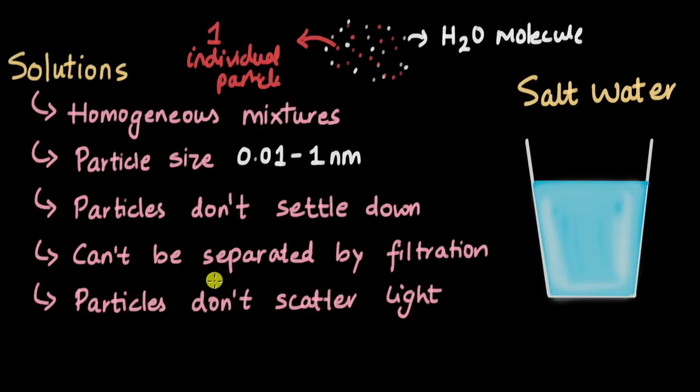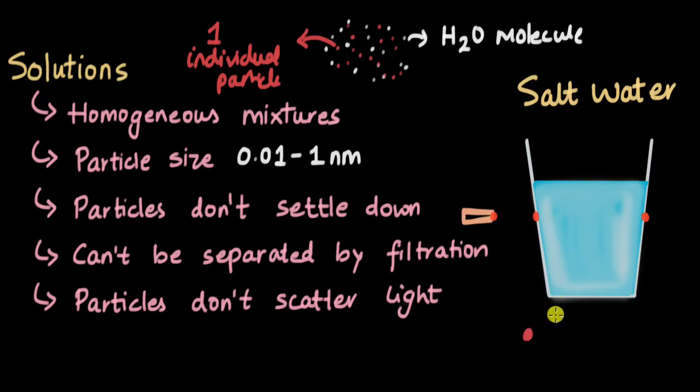One more characteristic is that the particles don't scatter light. What does this mean? So let's say if we have a laser and we strike the laser onto this glass full of salt water solution, you will see the laser light striking the glass at this point. You will see it coming out from this point, but you will not see the path of the light inside the salt water solution. And that is what it means when we say that particles don't scatter light. You will learn about this in detail in other videos.